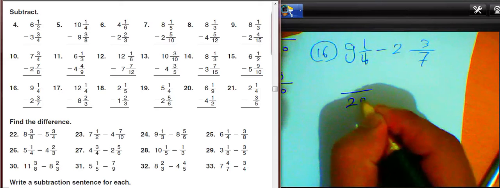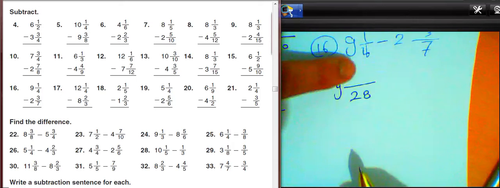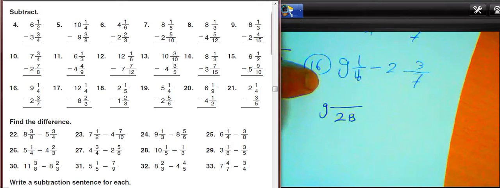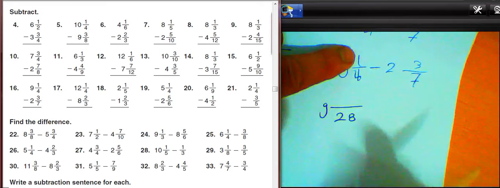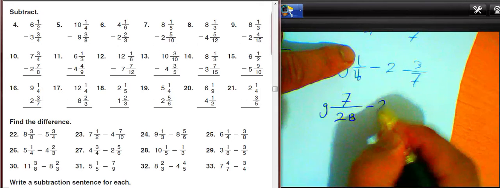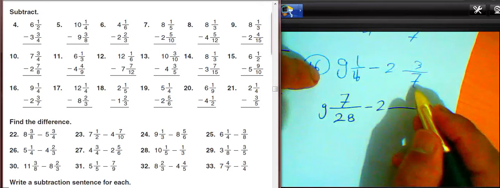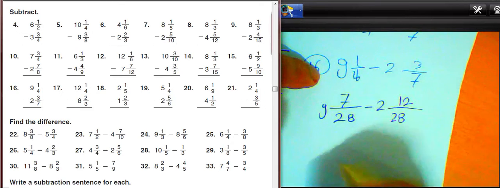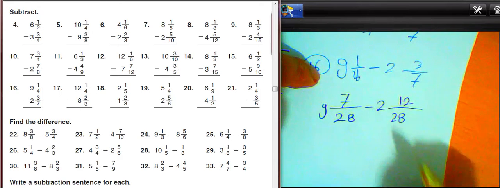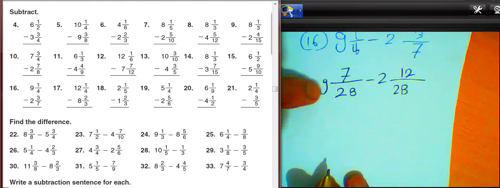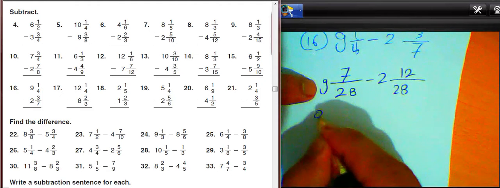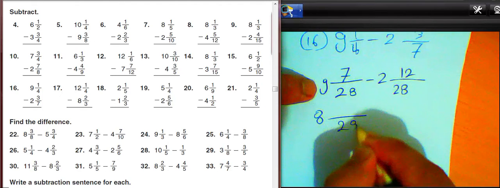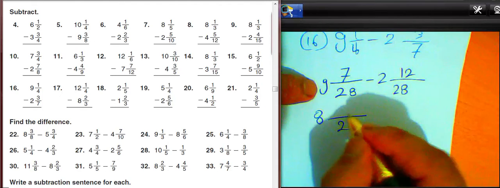Write 28 here. 4 times 7 equals 28. 1 times 7 equals 7. 4 times 7 equals 28. 4 times 3 equals 12. 7 subtract 12, we can't do it, so we must borrow 1 from 9. 9 will be 8, and write 28 here. 28 plus 7 equals 35.